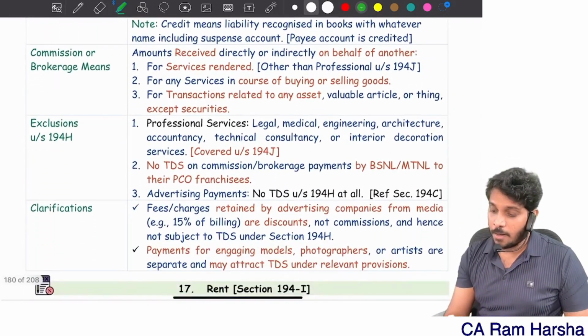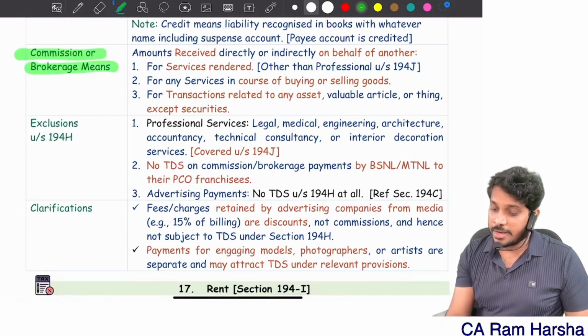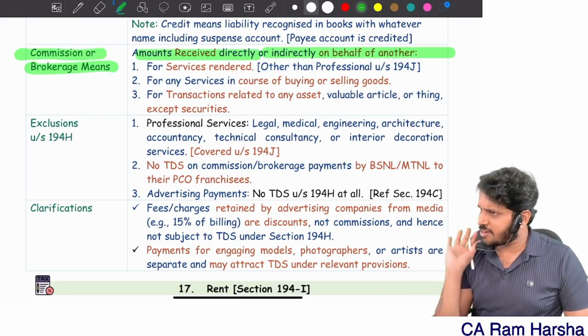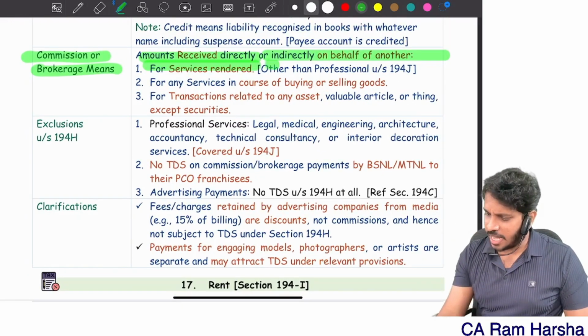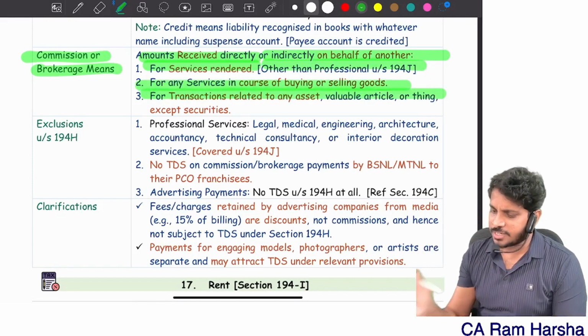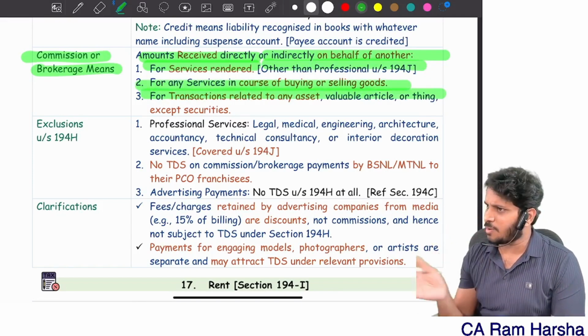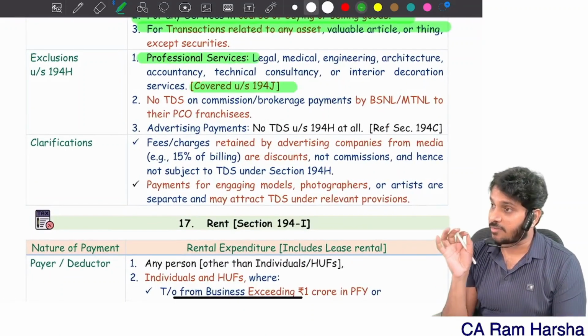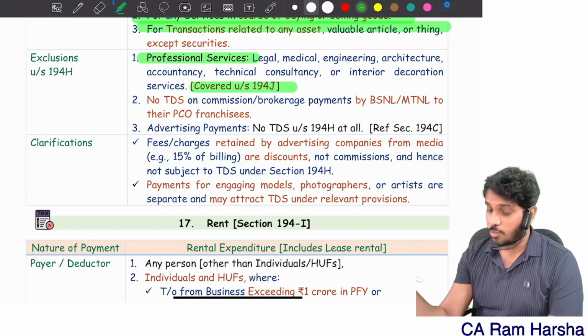Yes or no? Next, what do you mean by commission? Amount received by one person on behalf of another for services rendered, other than professional services, for any services of buying or selling, or for transactions related to assets, immovable properties, whatever. Remember, professional services, which are covered under 194J, do not come under 194H.